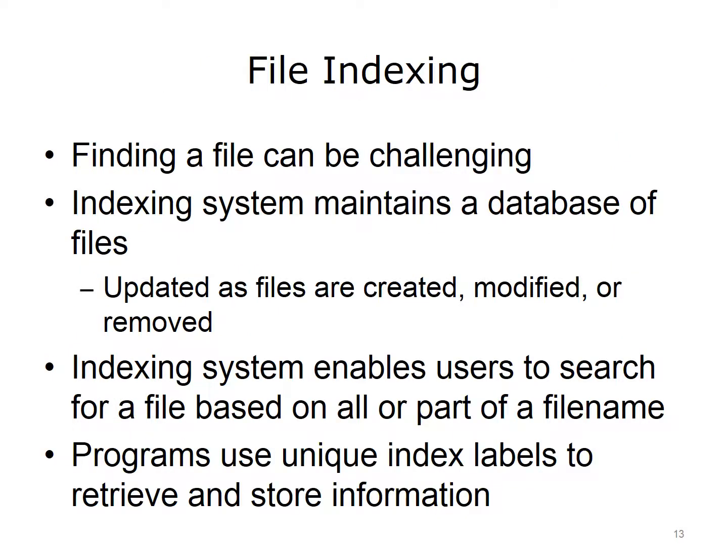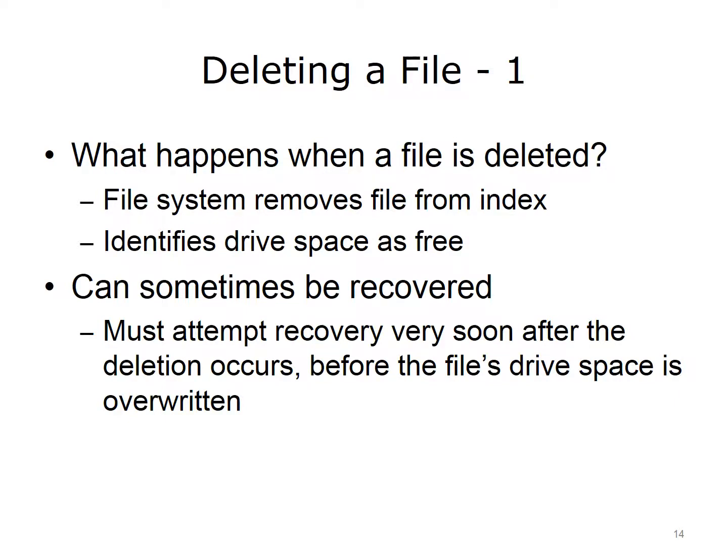Due to the large volume of modern storage devices and the large number of stored files, finding a file can be challenging. Most file systems include an indexing system that enables users to search for a file based on all or part of a file name. The indexing system maintains a database that gets updated as files are created, modified, or removed. The indexing process is similar to file labeling in a file cabinet. Programs and databases use these unique index labels to retrieve and store information. When a file is deleted, the file system removes the file's entry from the index and identifies the drive space where the file was stored as being free.